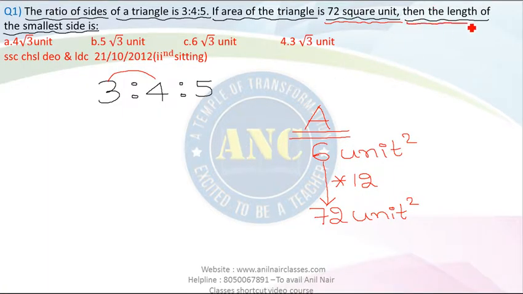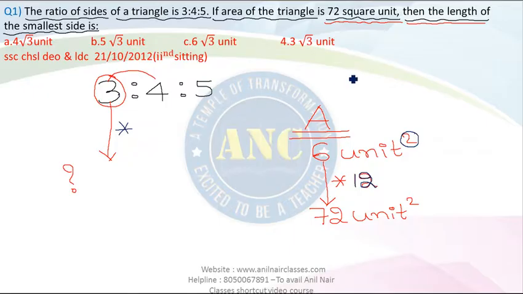The question is to find the length of the smallest side. According to the ratio, the smallest side is 3 units. I already told you this, sir. You should definitely remember this, so that you will not make a mistake. Area is in unit square. Length of any side will be in unit power 1, that is nothing but unit. The multiplying factor of 12 that I have found here is for unit square. But I want to multiply this 3 in terms of unit.